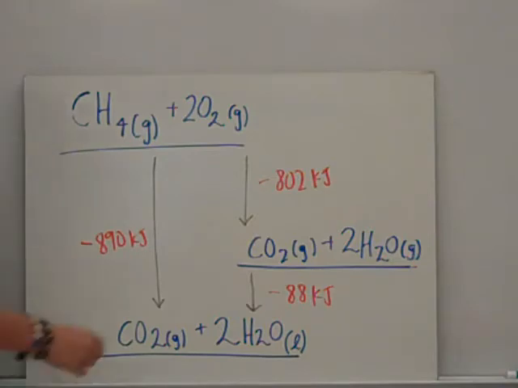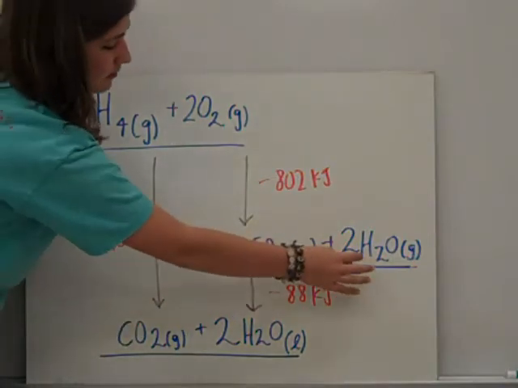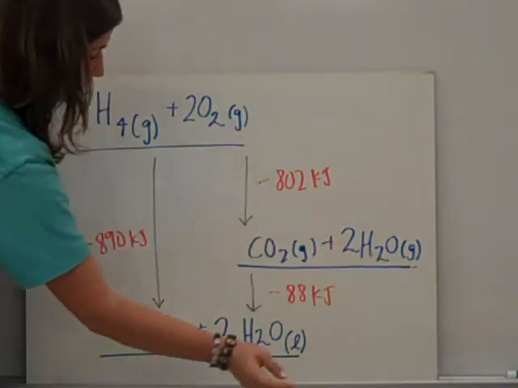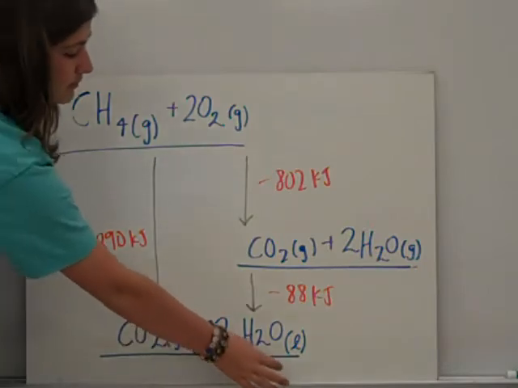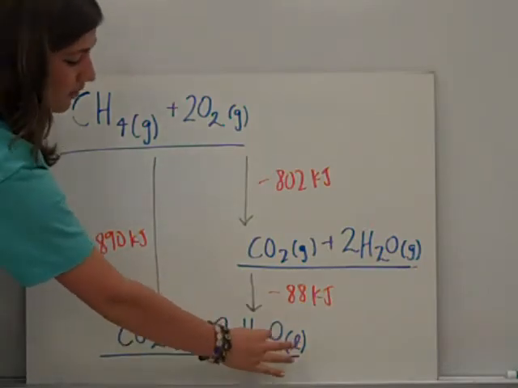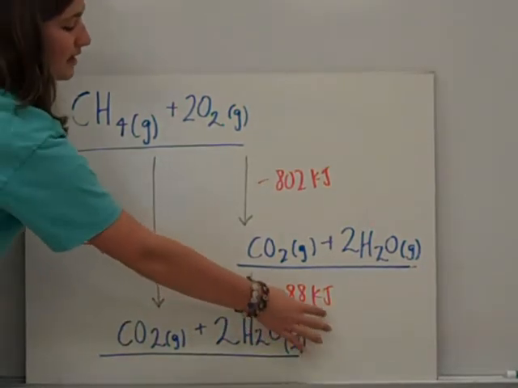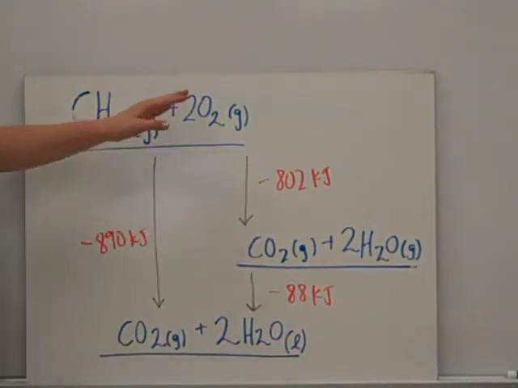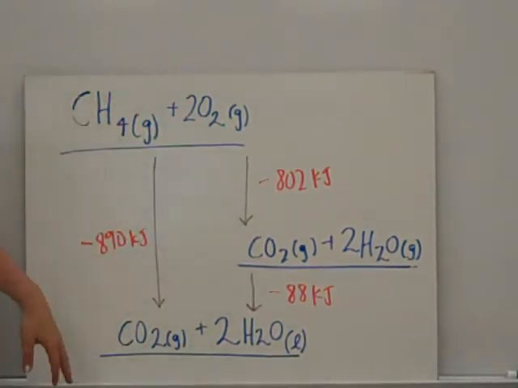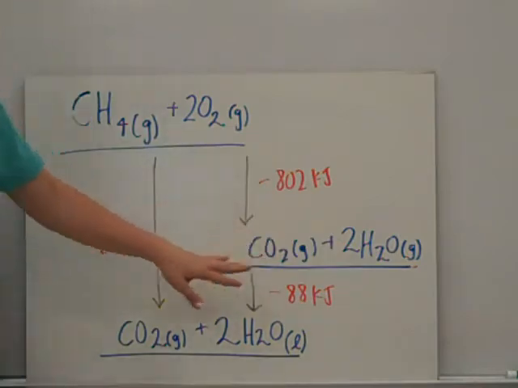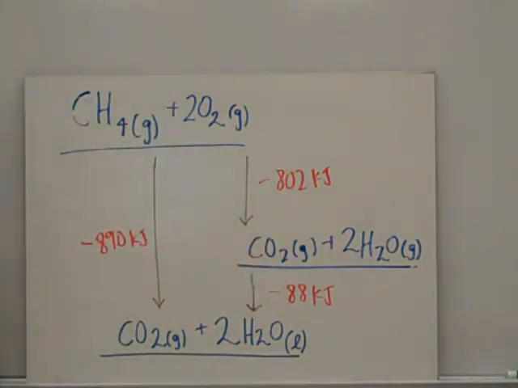The second step, going from carbon dioxide gas plus 2 moles of water in its gaseous form to carbon dioxide gas and 2 moles of water in its liquid form, requires negative 88 kilojoules. So, to determine the overall change in enthalpy for that whole reaction, we can add up these two values, which would give us negative 890 kilojoules, without ever having to actually conduct this experiment.